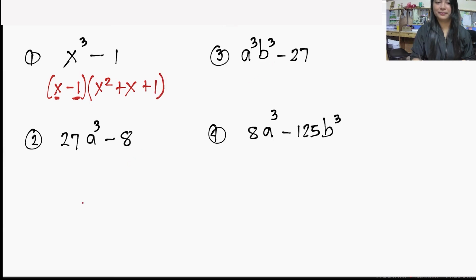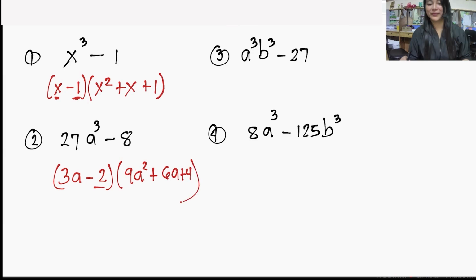Alright, next. We have here 27a cubed minus 8. Again, get the cube root of 27a cubed. That will give us 3a. And then 8 would give us 2. Basing from this answer, we have the square of 3a, that is 9a squared. And then multiply 3a and 2. That will be a positive product, so 6a. And lastly, square the last term, that is 4. I hope that is clear.